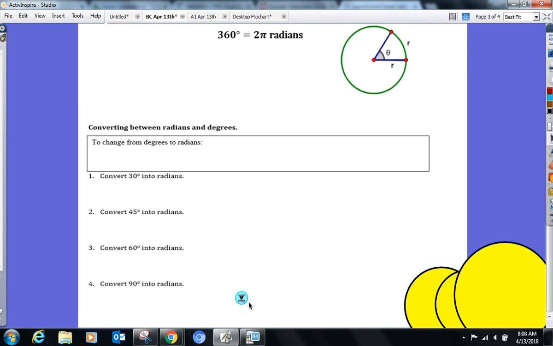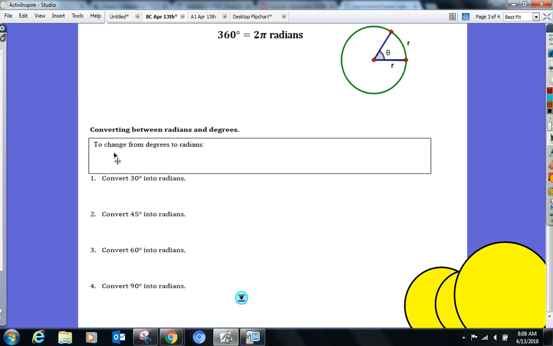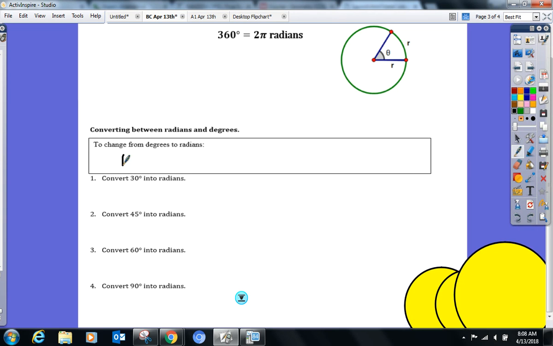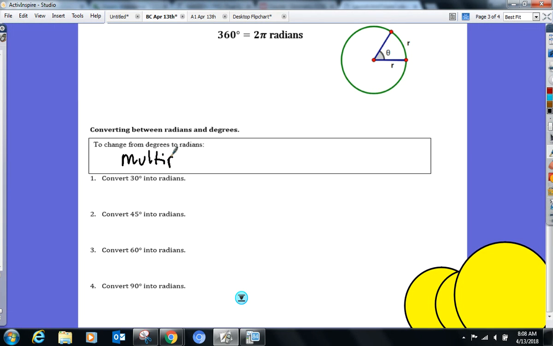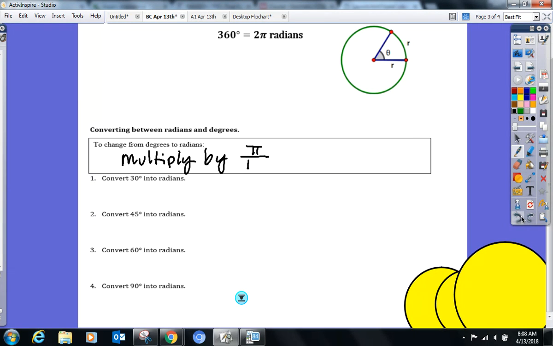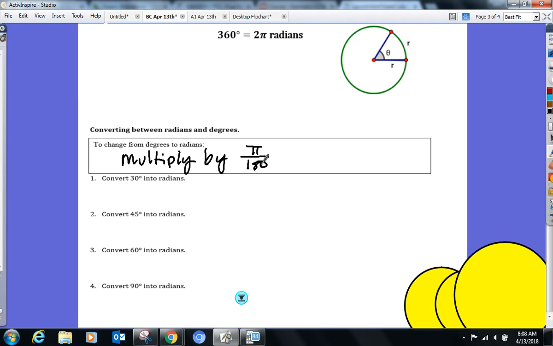Pi over 180. So if we want to convert degrees to radians, we multiply by pi over 180. And that conversion will always be given to you. Degrees to radians, multiply by pi over 180.